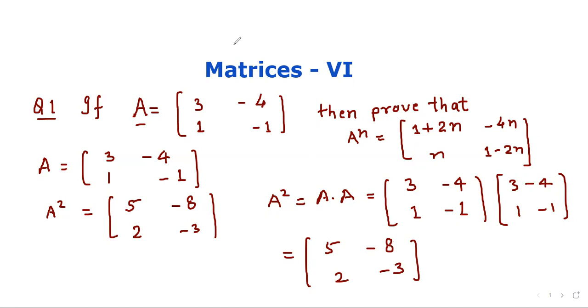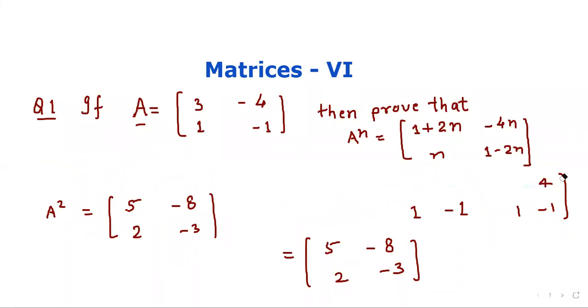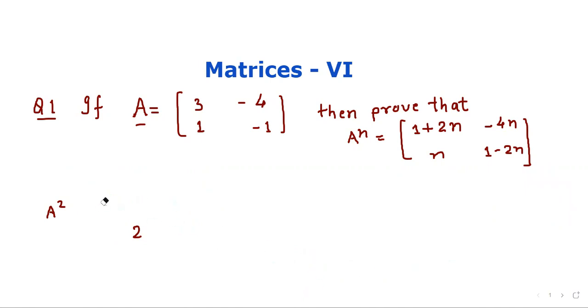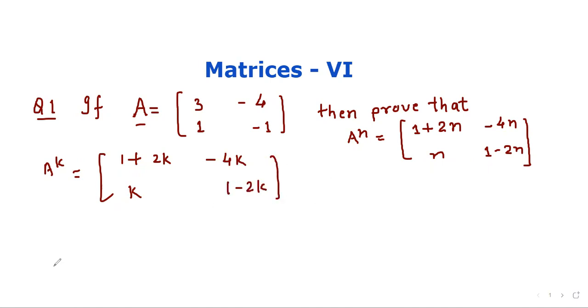Now let's assume that A^k is true. So if A^k is true, then we have to prove that A^(k+1) is also true. So let's write A^k. A^k means [1 + 2k, -4k; k, 1 - 2k]. Then A^(k+1) will be directly obtained from here.